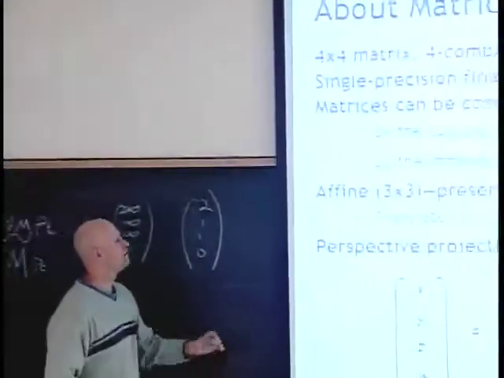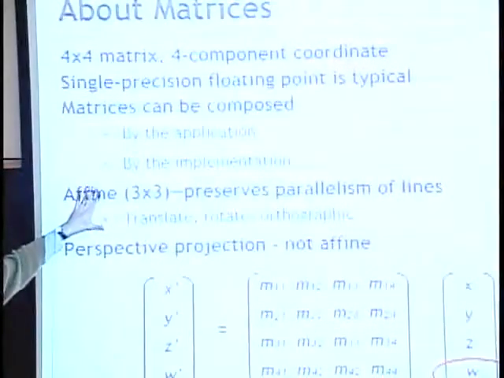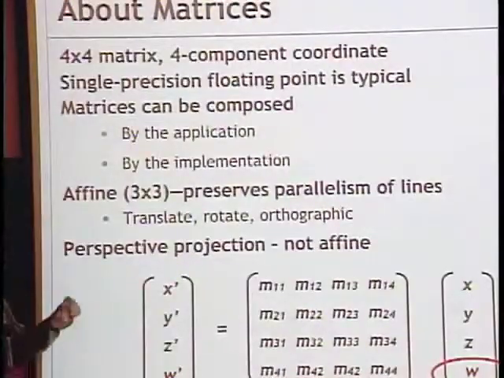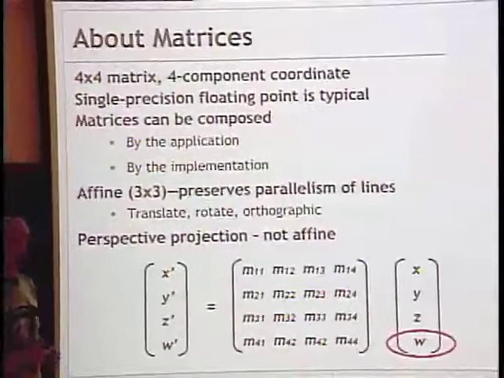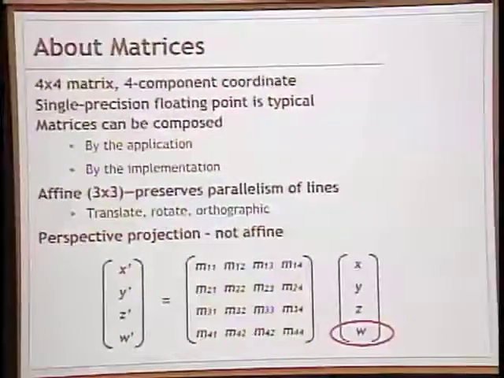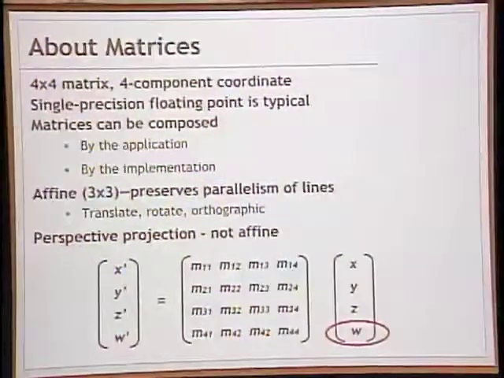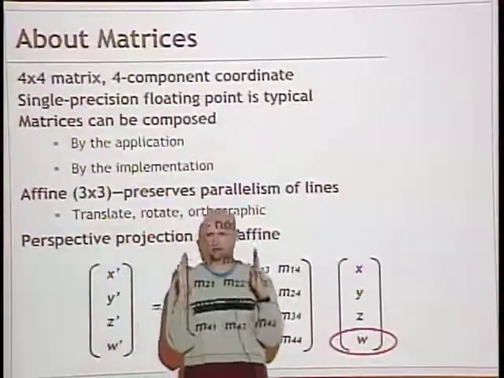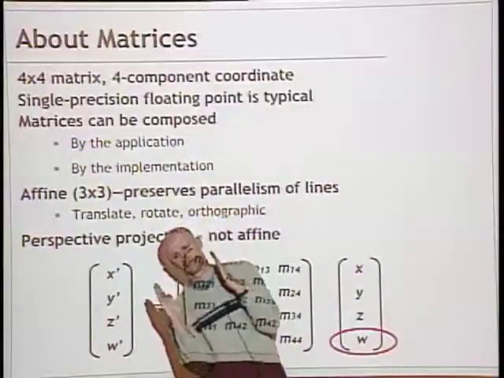Now, let's talk about transformations for a little bit. All right? What a 3 by 3 matrix can express is what we call an affine transform. Okay? So an affine transform, by definition, will preserve parallelism of lines. All right? So I have two lines right here. I can do transforms that are affine if I move. Right? Translate. Okay, my lines don't change. I can rotate, and the lines don't change.